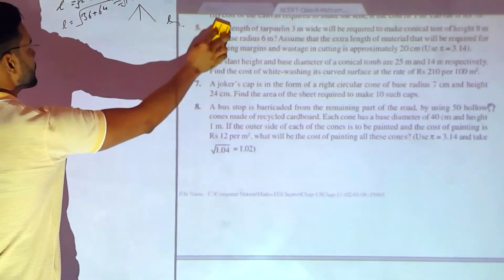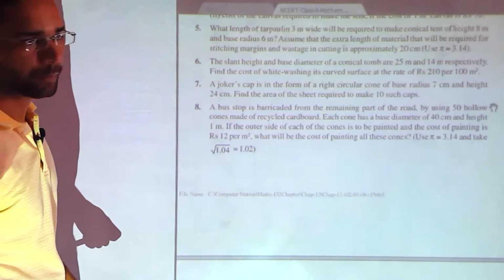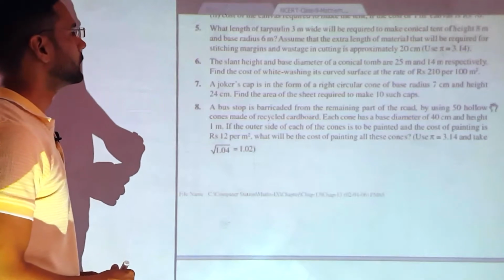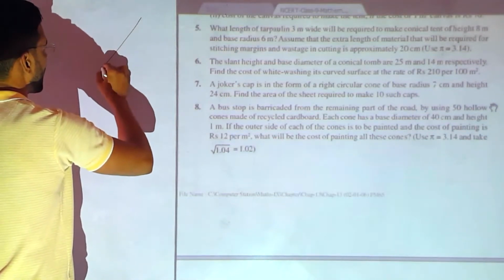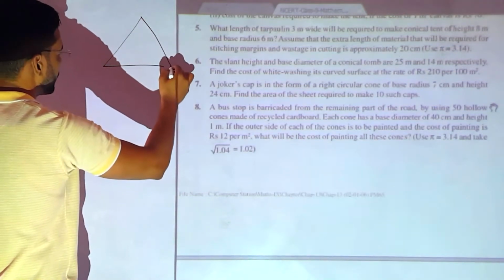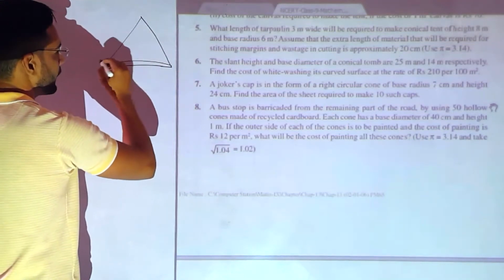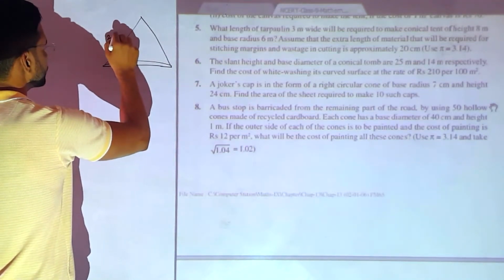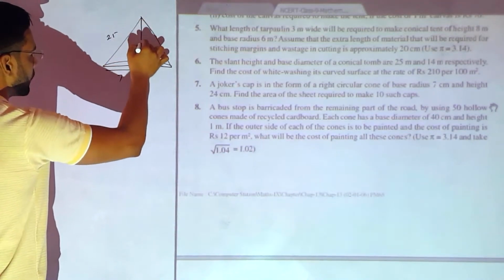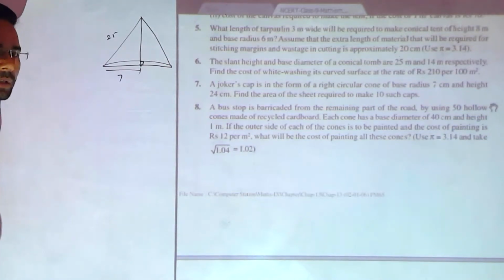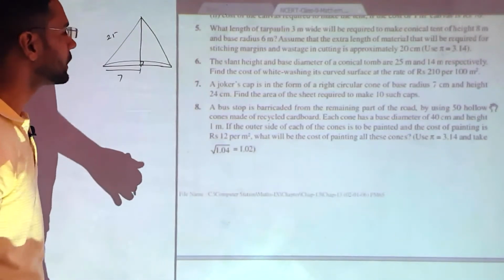This exercise or this chapter is so much easy if you know the concept of the chapter. Now question number 6. The slant height and the base diameter of the conical tent. Slant height is 25. Diameter is 14, the radius will be 7. Find out the h first of all. And find out the cost of whitewashing its curved surface area.